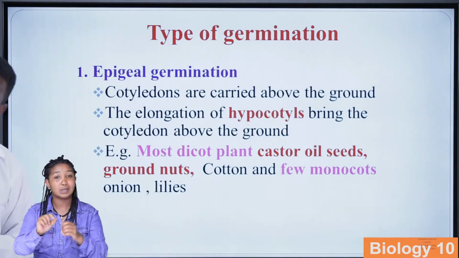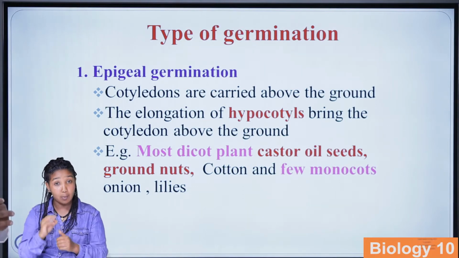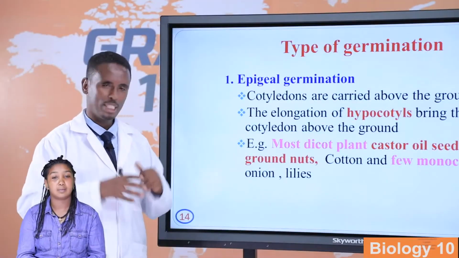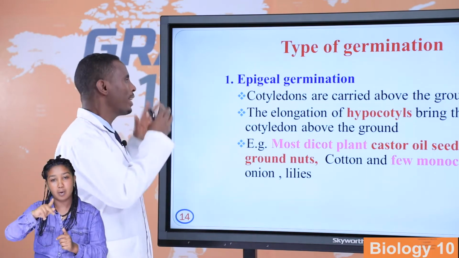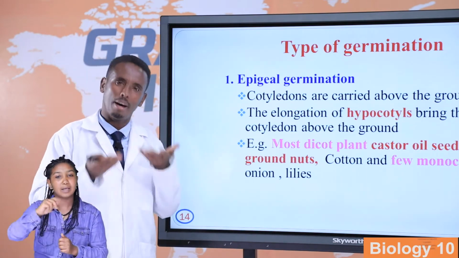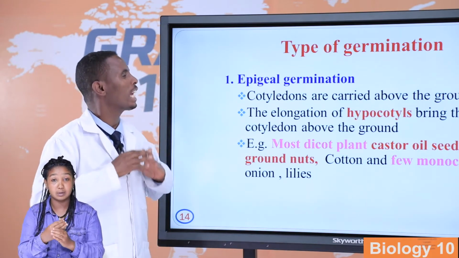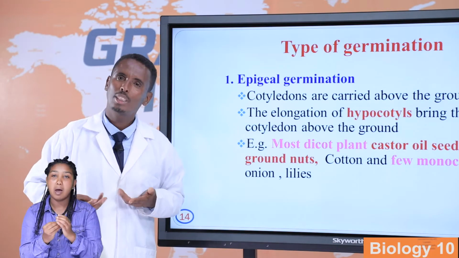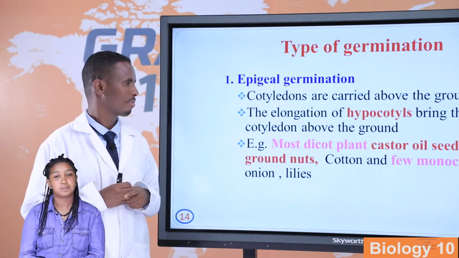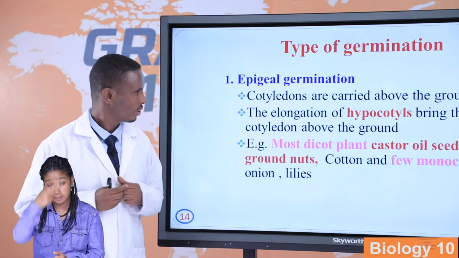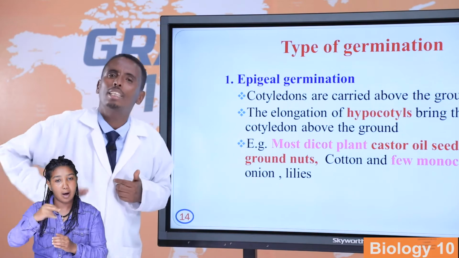So let's start the types of germination. There are two types of germination: epigeal germination and hypogeal germination. As the name indicates, epi means above. Epigeal germination means the cotyledon is carried above the ground. The question is, what makes the cotyledon go above the ground? Because elongation of the hypocotyl brings the cotyledon above the ground.